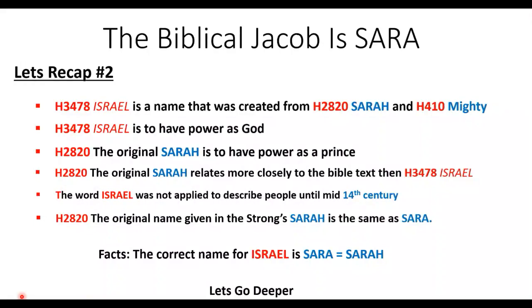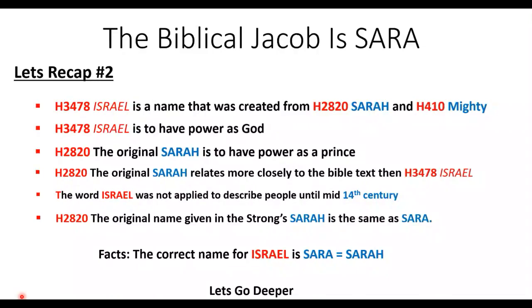H2820, the original SARA, relates more closely to the biblical text than H3478 Israel, because the text says he will rule as a prince. The word prince is the key word right there. So I don't know how the God part got in there, because that again changes what Jacob is. Now he's looked at as a deity, something higher than just regular men. And we have to understand, when we start applying God effects to everything, you do lose the truth, because it starts burying itself with superstition. The word Israel was not applied to describe people until the 14th century.